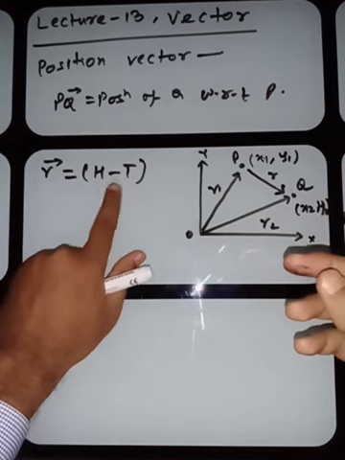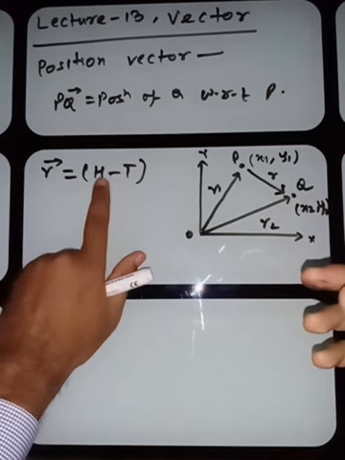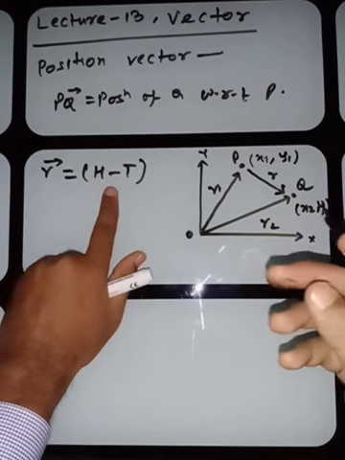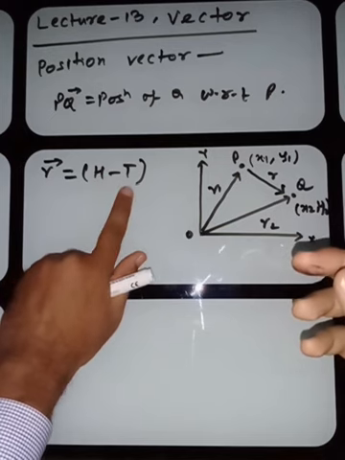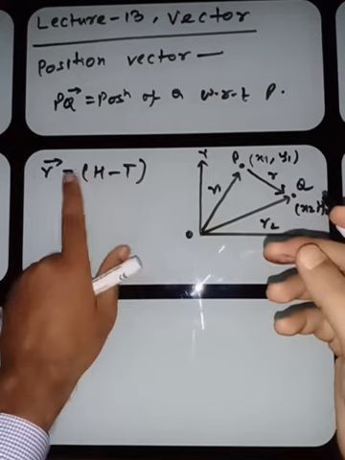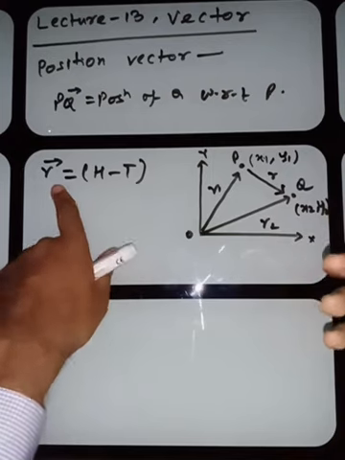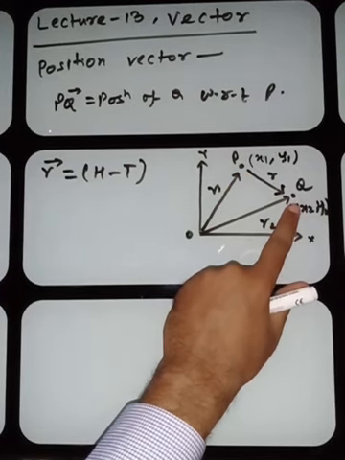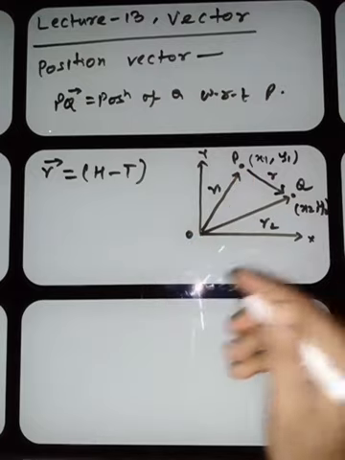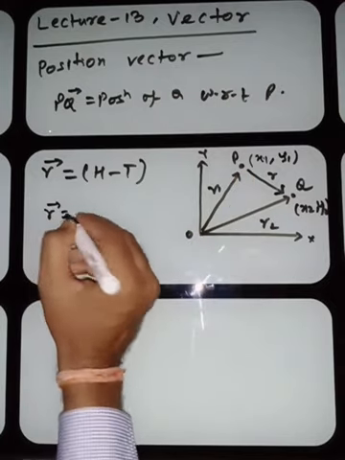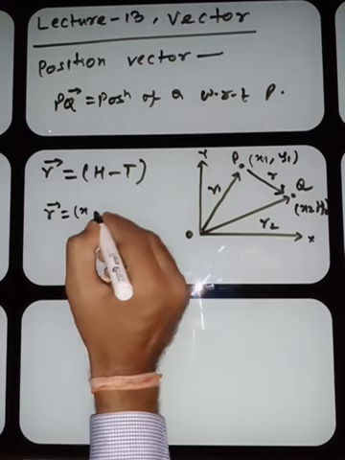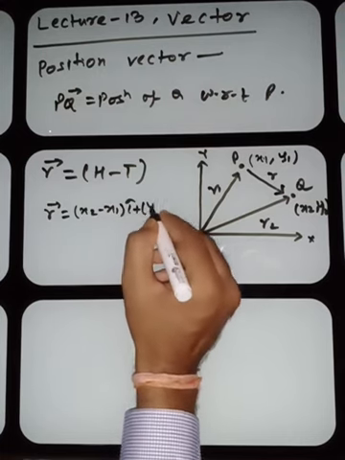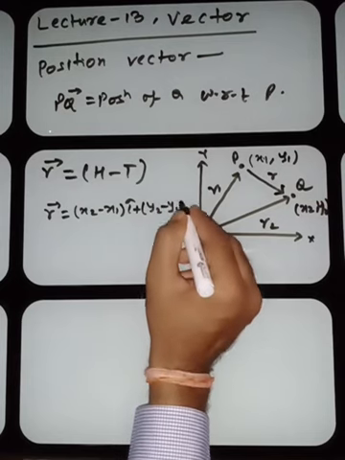Head minus tail means you have to subtract the coordinates. Try to find out the head and then the tail. If you are finding the position vector R here, what is the head? The second coordinate. And what is the tail? The first coordinate. So directly you can write R as head minus tail: (x2 minus x1) i cap plus (y2 minus y1) j cap.